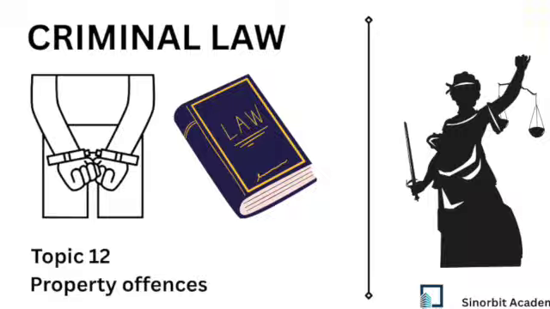One, there must be property. Two, it has to be appropriated by the defendant. Three, it must belong to another at the time it's appropriated. Let's start with property then. Section 4. What actually counts? My phone, obviously, but beyond tangible things?